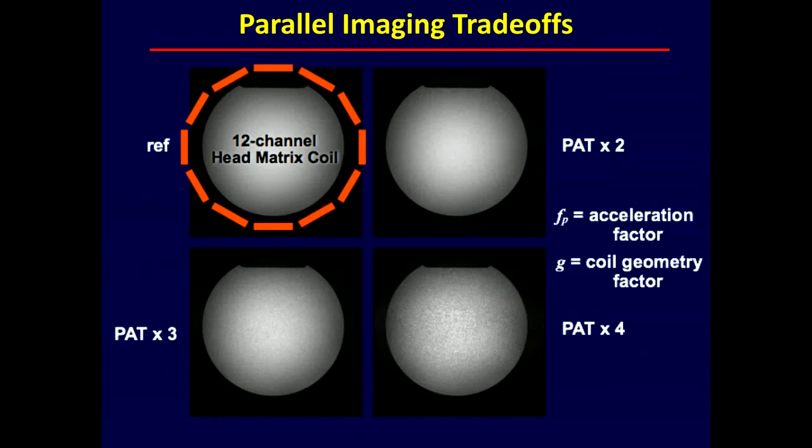Let me give you one example of some G factors here. This is PAT, which is parallel imaging in the Siemens world. We call it PAT, it's just parallel imaging. This is a reference scan using a 12 channel head coil, right? And if you do rate 2 acceleration, you can see you lose a little bit of SNR, it gets a little bit noisy, but really it gets a lot noisier when you do rate 4.